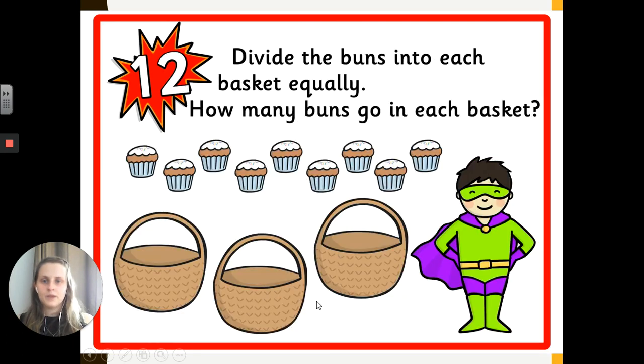Okay. Number 12. Divide the buns into each basket equally. So how many buns go in each basket? So first of all, let's count up our buns. We've got 1, 2, 3, 4, 5, 6, 7, 8, 9. So I've got 9 buns and I've got 3 baskets. So how many buns will go into each basket?